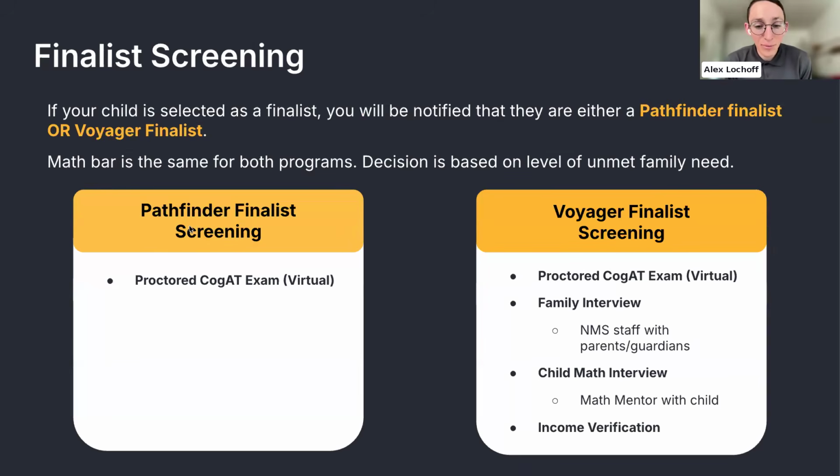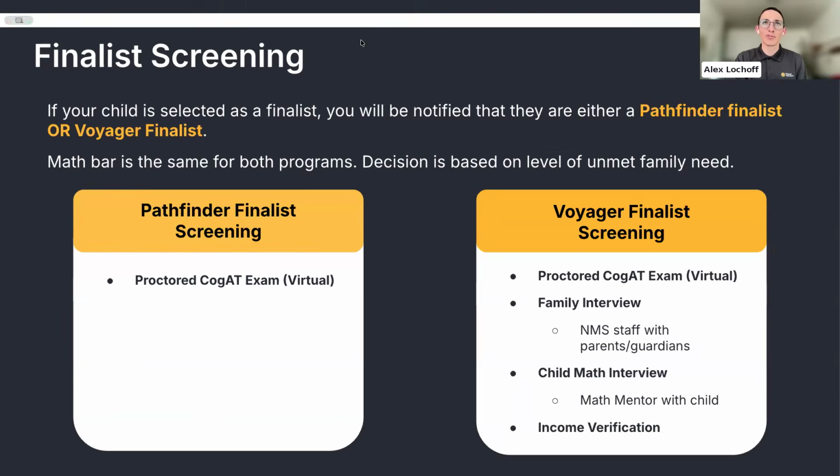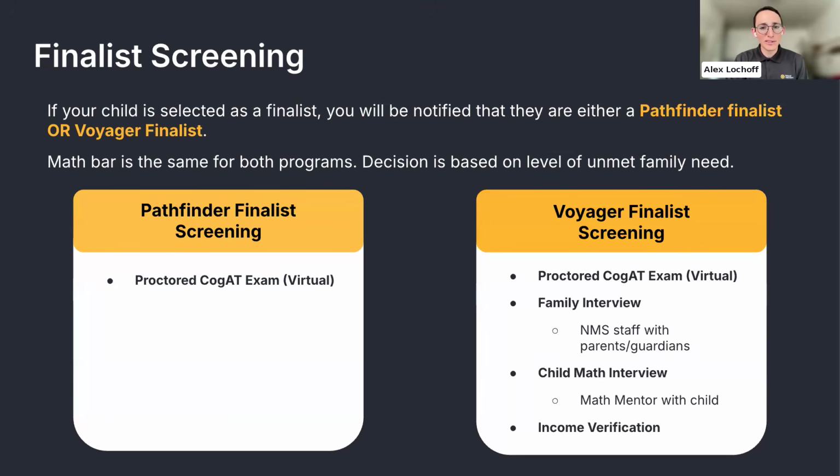So we'll announce our finalists right at the start of July. And if your child is selected as a finalist, there will be additional screening steps to go through. These screening steps depend on whether you are considered as a finalist for our Pathfinder program or our Voyager program. And remember that the math bar is the same for both programs. We will let you know and steer you in one of those directions based on the information you share with us during your initial application.